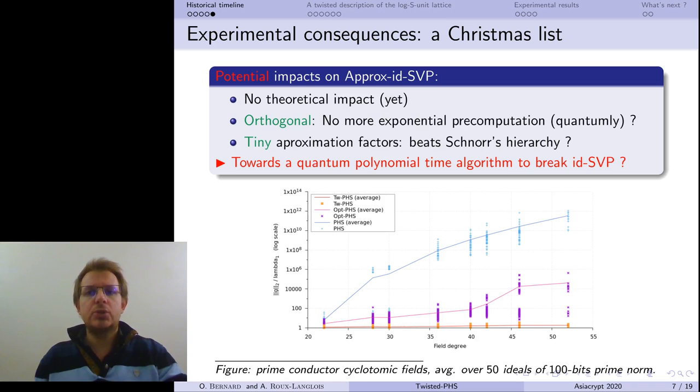And the second thing that our experiments suggest is that the approximation factor is growing very slowly with the degree, and if we could extend experiments to higher degree number fields, we could derive a more general law for the approximation factors, and that could reveal sub-exponential in the degree.